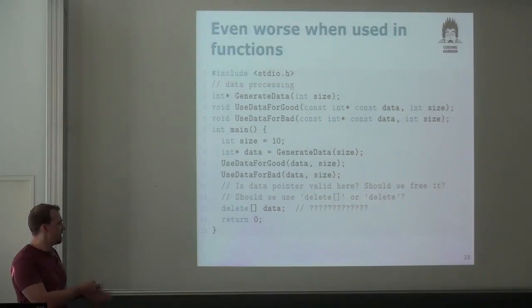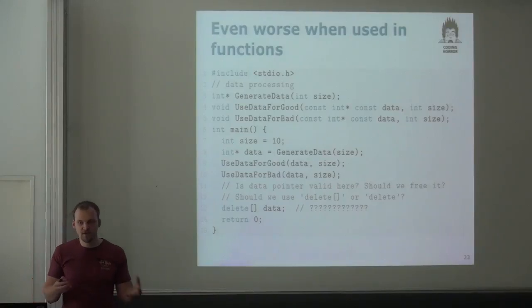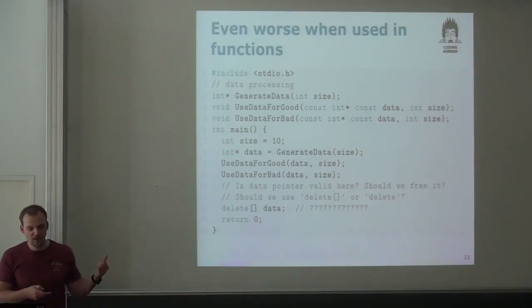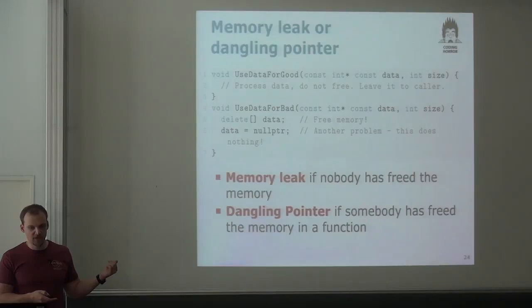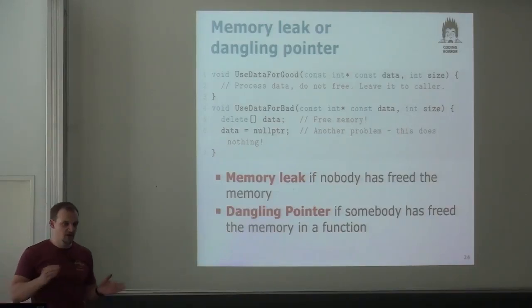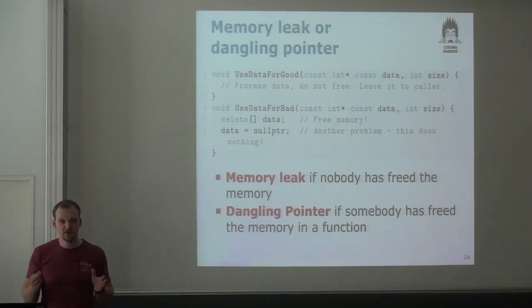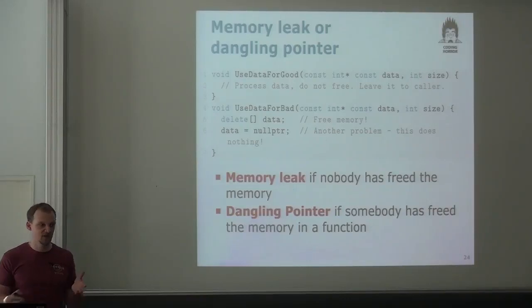And the problem is that at this point, should I remove my data? Should I not? Can I use it? So for example, in this particular case, we have those functions, and let's say the use data for good is a good function. It just takes the const pointer and processes the data that it wants to. It's something very important. It doesn't do any memory allocation or deallocation, which is what we expect the function to do.